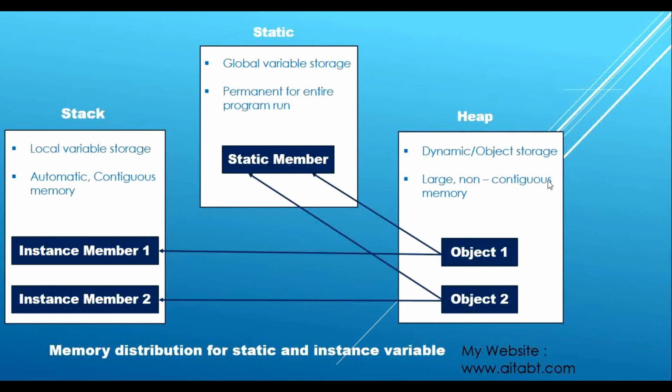Coming back to this video, static memory is global variable storage, because we know whatever you keep as static will be a single copy for all of its instances, shared by all the instances throughout the program, and that is why it is called a global variable. It is also permanent for the entire program, as I have just told you. So that is your memory distribution for static and instance variables, as well as an object, which will be stored on the heap.